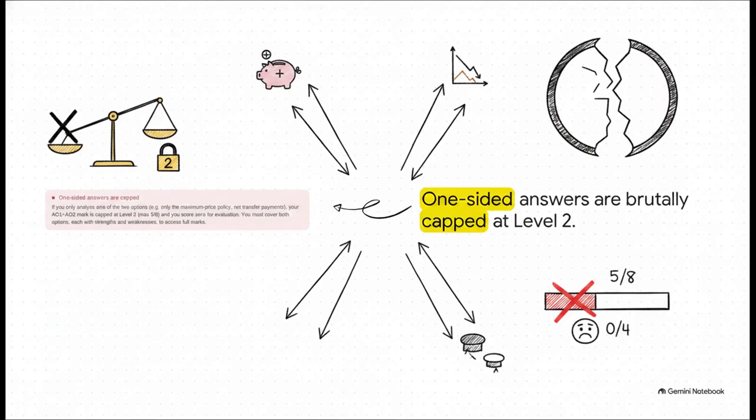Let's say the prompt asks you to compare a maximum price policy versus transfer payments. If you write the most beautiful, theoretically perfect analysis of the maximum price policy, but you completely ignore transfer payments, well, your score is brutally capped. You're locked at level 2 for analysis, which means a max of 5 out of 8 points. And honestly, worse than that, you get an automatic 0 out of 4 for your evaluation.